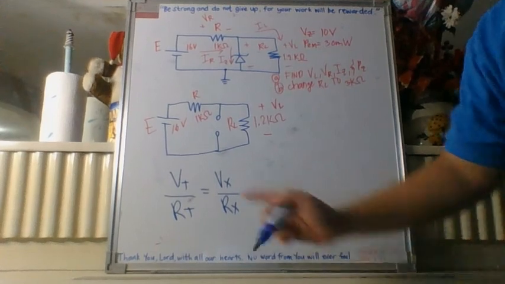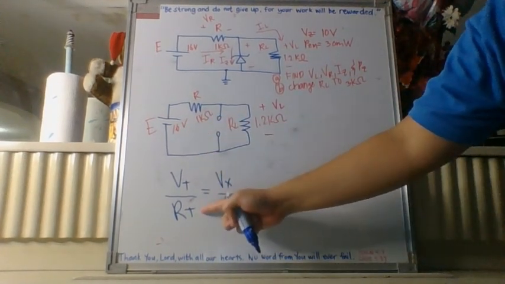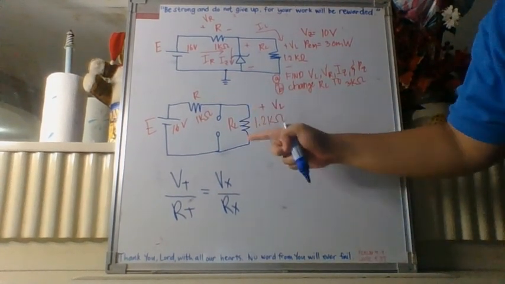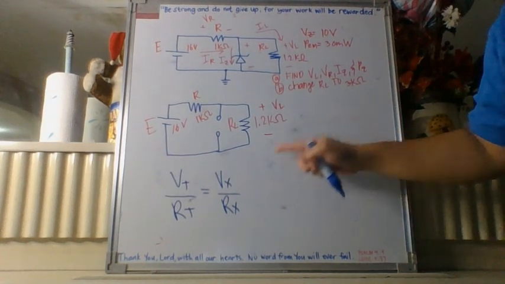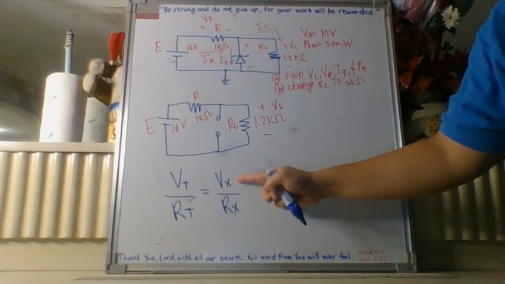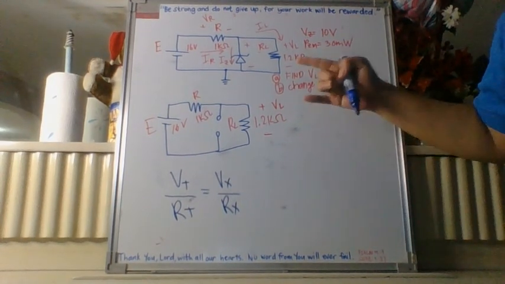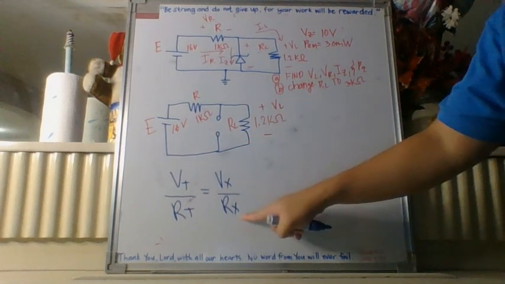For this one, the total voltage is 16 volts. The total resistance, since they are in series, i-add lang natin sila. So we have 1K plus 1.2K. V sub X now is the unknown value. Ito yung hinahanap natin na V sub L. Ano ba yung resistance doon sa V sub L na yon? R sub L. Therefore, R sub L is your R sub X.